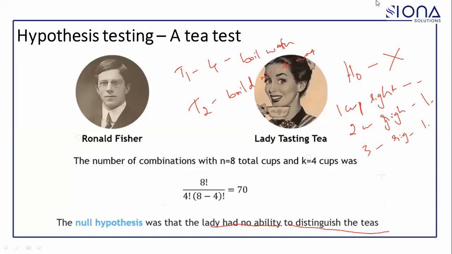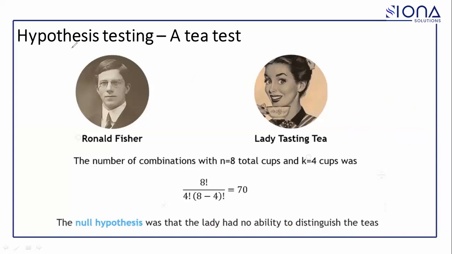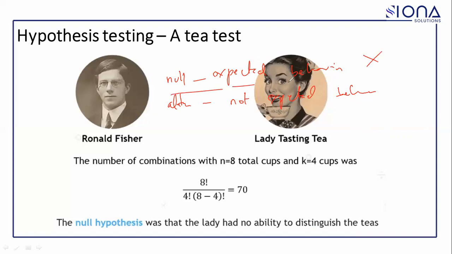So when it comes to null hypothesis, in null hypothesis you will have your expected behavior, and your alternate hypothesis will be not expected behavior. So the moment you get solid evidence to reject your null hypothesis, that means that something is wrong with your system. Correct?